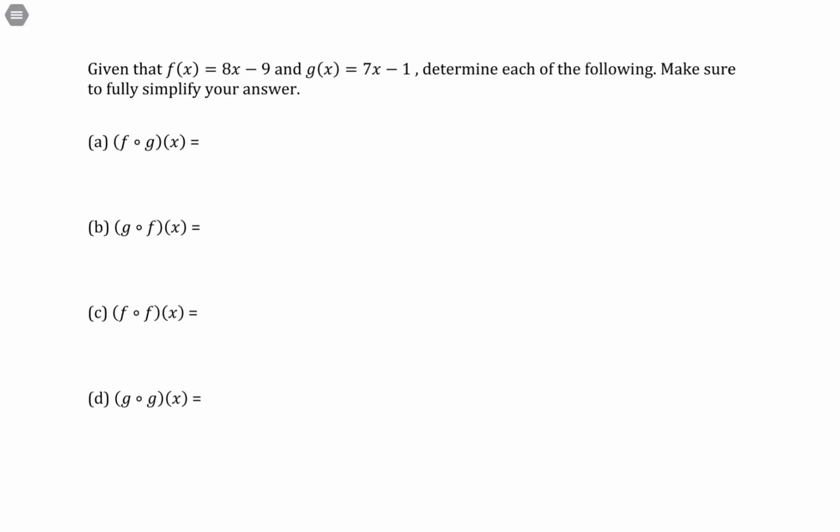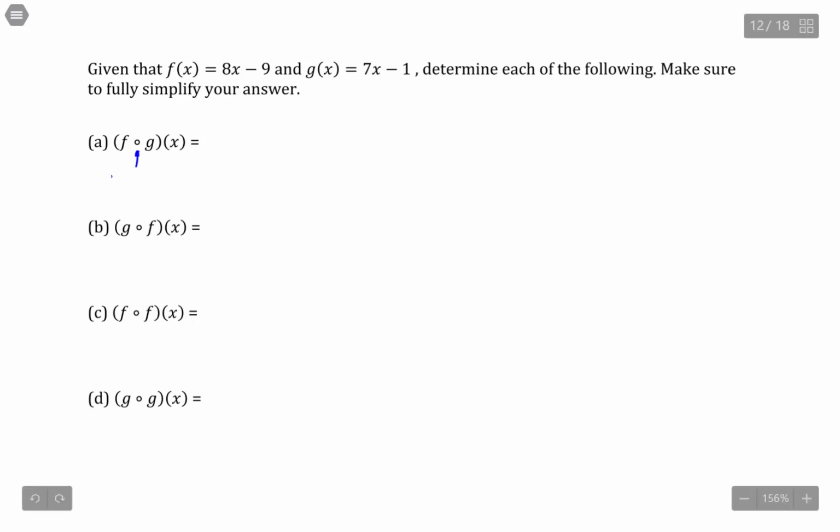Given that f of x equals 8x minus 9 and g of x equals 7x minus 1, determine each of the following. Make sure to fully simplify your answer. So f compose g of x. But first off, make sure you understand the notation here.